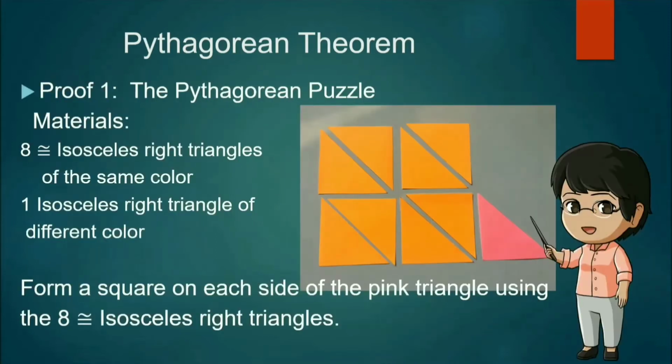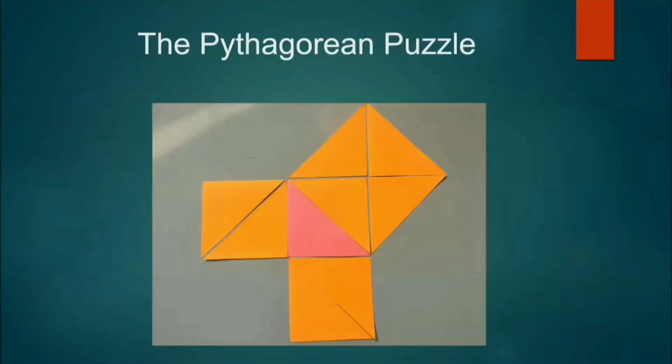Proof number 1, the Pythagorean puzzle. We need the following materials: 8 congruent isosceles right triangles of the same color, and 1 isosceles right triangle of a different color. We need to form a square on each side of the pink triangle using the 8 congruent isosceles right triangles. And this is the result.